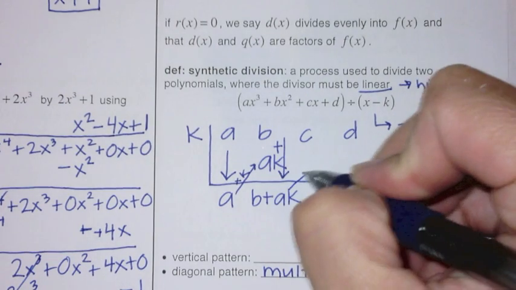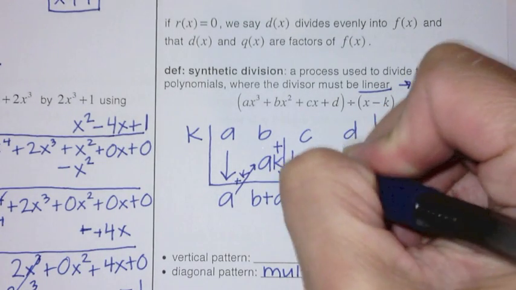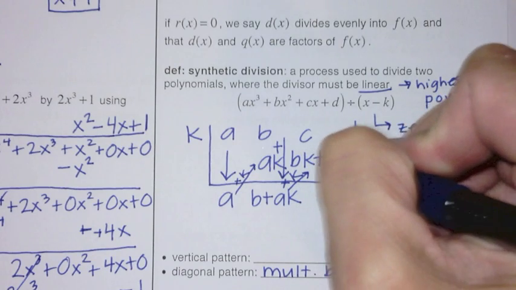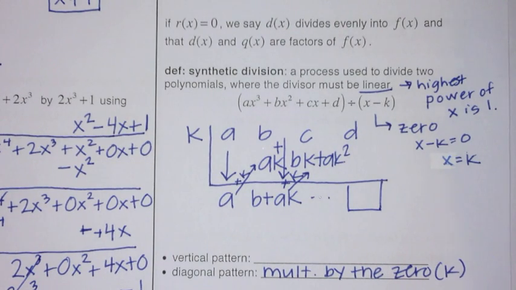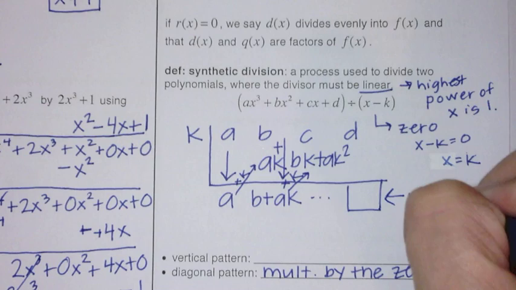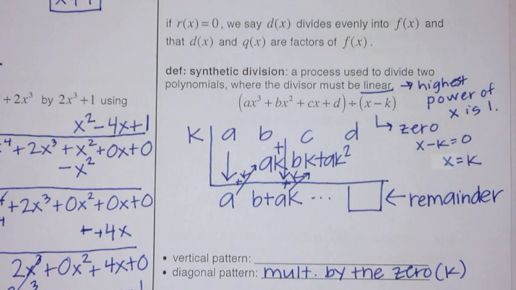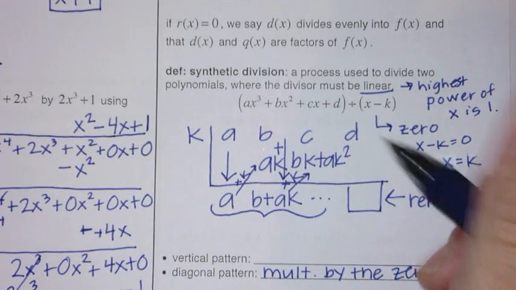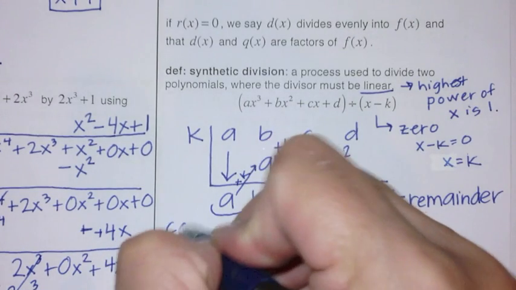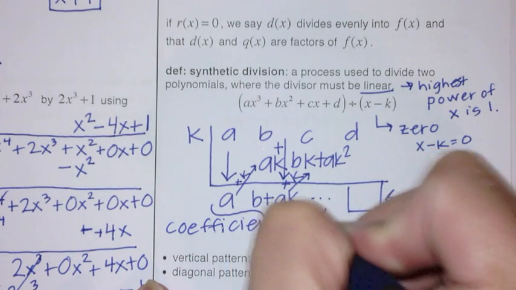So what would I do next? Then I'd multiply that by k. This is going to look really funny. bk plus ak squared and dot dot dot all the way till I get down to here. And this right here will be my remainder. So that will be my remainder, but you asked me to divide, so where is my quotient? Whatever these numbers are, they're the coefficients of the quotient. So you have to put back in the x's.